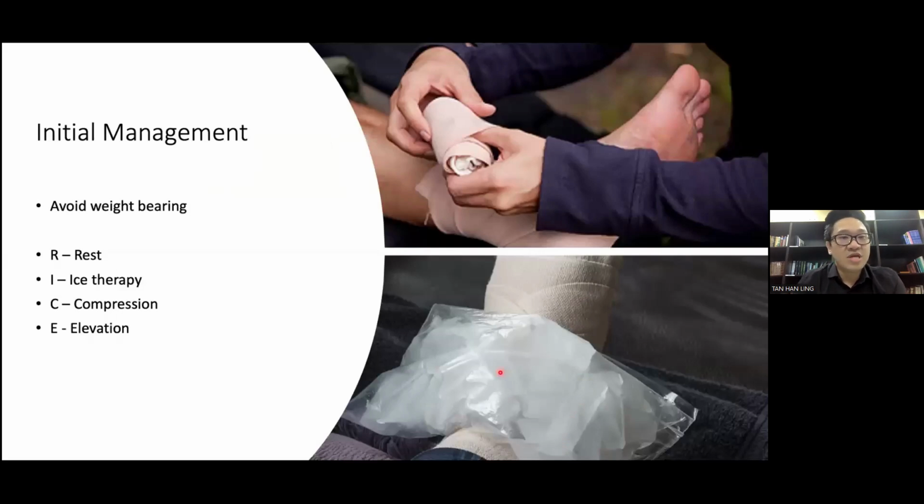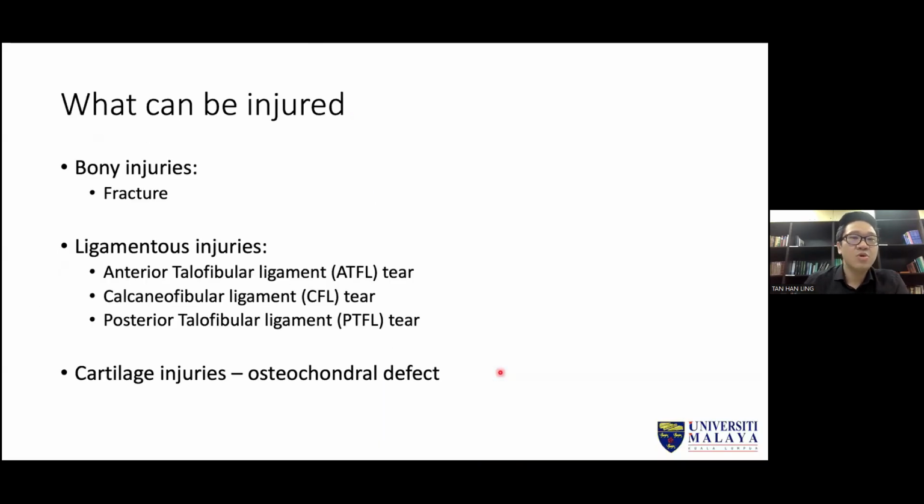So for the initial management, without any scan or any x-ray to begin with, it's better to first avoid weight bearing, followed by rest, ice therapy, compression, and elevation. So why does all this matter? Because whenever there's an ankle sprain, these are all the injuries that could happen to us.